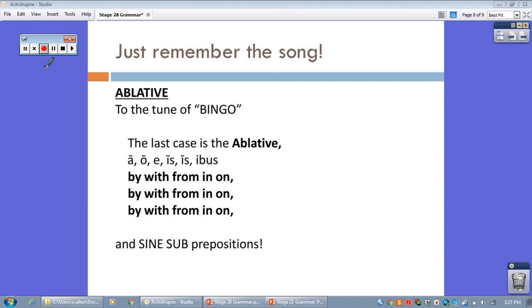So focus on this part of the song here. The last case is the ablative: a, o, e, is, is, ibus, but then by, with, from, in, on. If you see an ablative word from this point forward in a Latin sentence and there's no preposition in front of it, I promise you that if you put one of these 5 prepositions in front of it for your translation, it will make sense probably 98% of the time. Okay? We're just going to look at a few more examples.